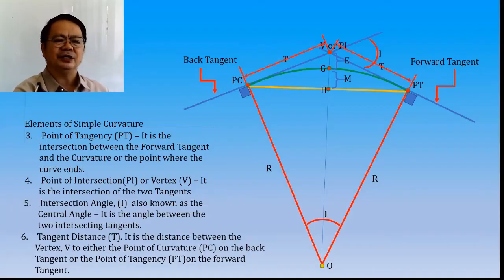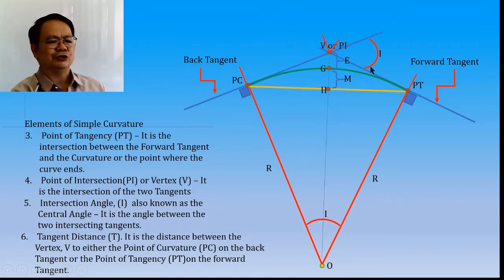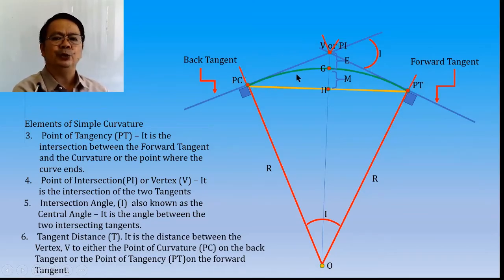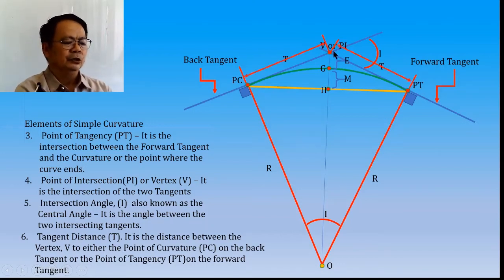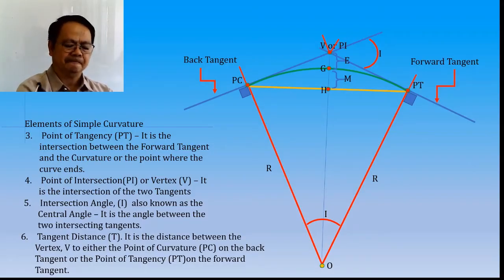Next is the tangent distance. The two tangents that are blinking in the illustration. And how do we define this? These are the distance between the vertex, mula daw dito, to either the point of curvature, papunta rito, or from the vertex to the point of tangency, that are located on the forward tangent. So we call this as the tangent distance.